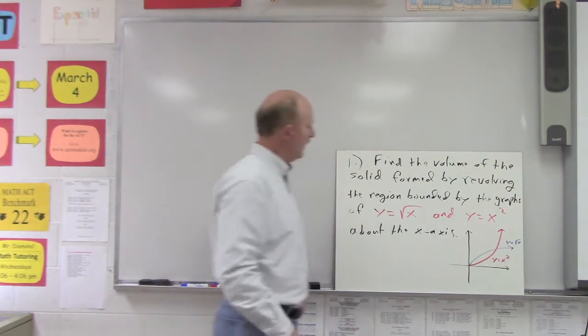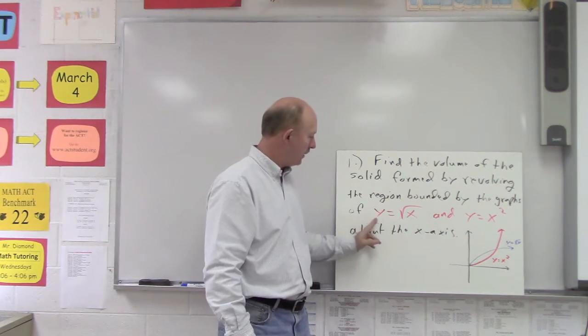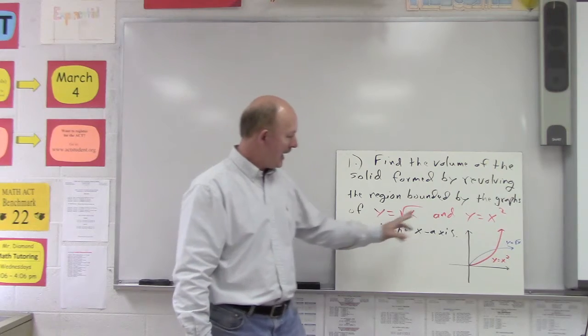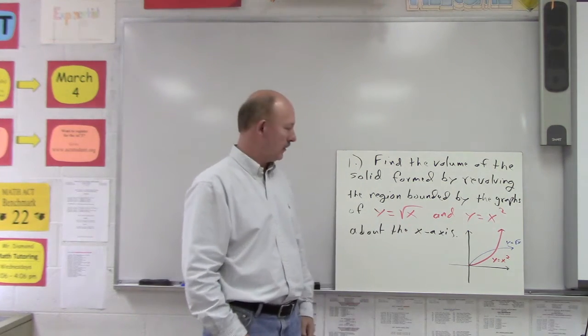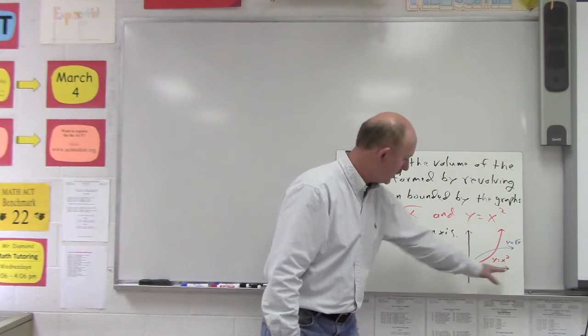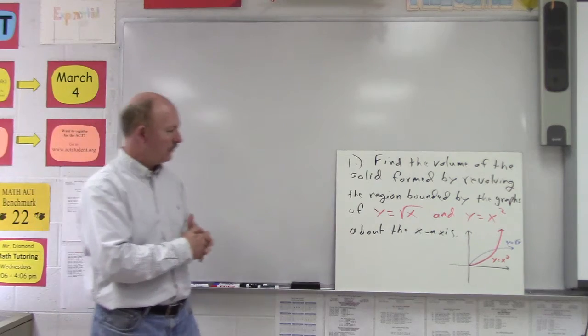So number 1 says find the volume of the solid formed by revolving the region bounded by the graphs of y equals the square root of x and y equals x squared about the x-axis. So if you look at the graph, I put a little graph here on my problem. You can kind of see it, get an idea of what the graph will look like.